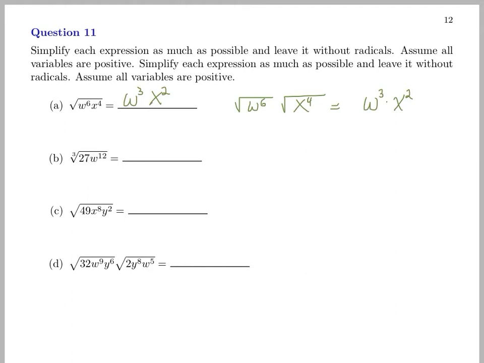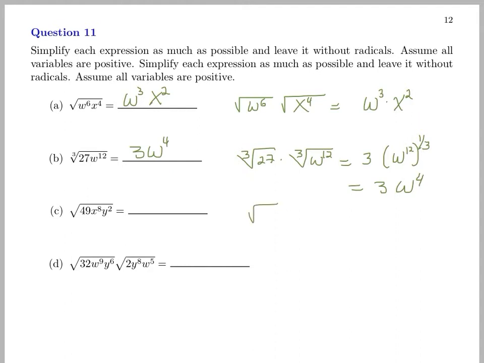And this is the cube root of 27 times the cube root of w to the 12th. So the cube root of 27 is 3, and the cube root of w to the 12th, well, that's w to the 12th to the 1/3 power, and we multiply the exponents. 12 over 3 is 4, so 3w to the fourth.